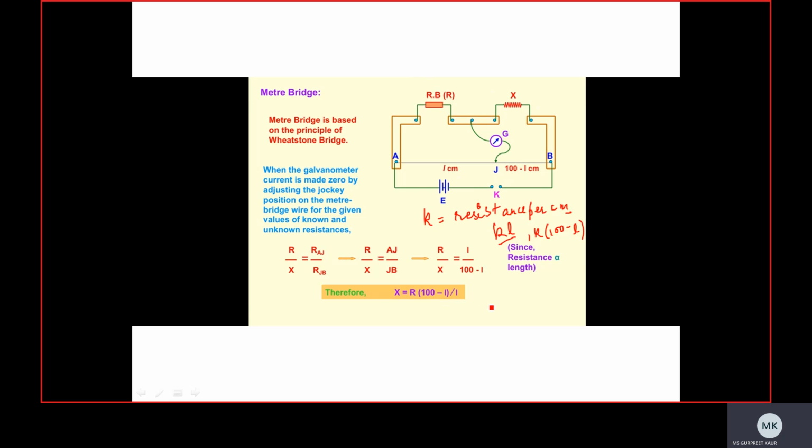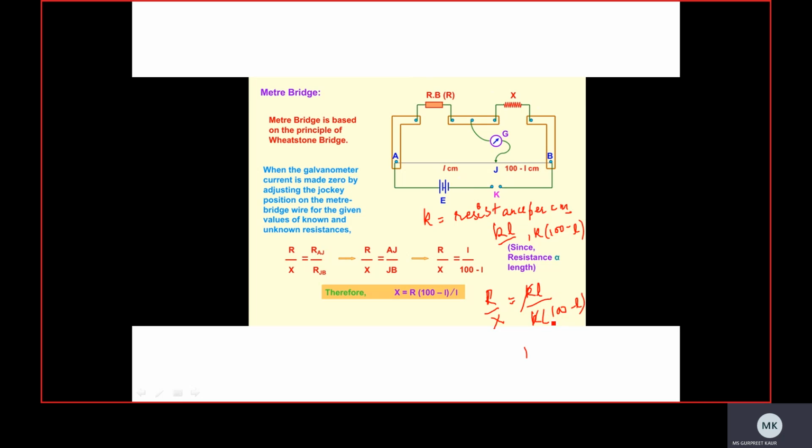Okay, so when we are applying the balanced Wheatstone bridge condition, that is R by X is equal to the resistance of this wire AJ. AJ की कितनी रेजिस्टेंस है? It is KL, क्योंकि यूनिट लेंथ की रेजिस्टेंस K है, L लेंथ की रेजिस्टेंस will be KL, so it is KL upon the resistance of length 100 minus L, that is K into 100 minus L. So K will be cancelled. So this ratio you will get in terms of lengths.